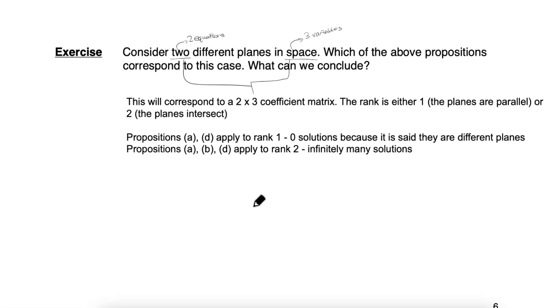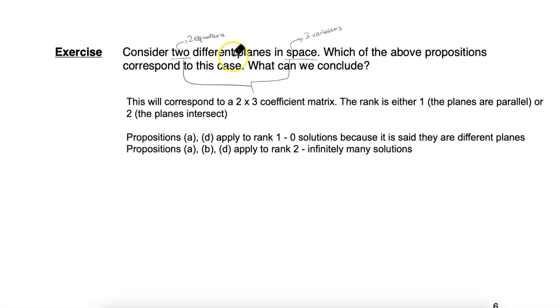Here's an exercise that will encourage us to think about what we just saw above with the 4 propositions. Consider 2 different planes in space. Which of the above propositions corresponds to this case of 2 different planes in space? And what can you conclude?